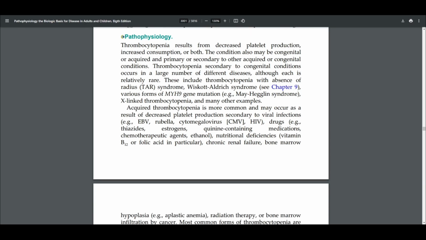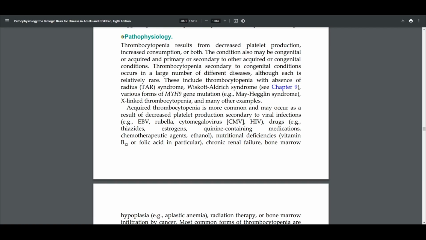So, the pathophysiology. Thrombocytopenia results from decreased platelet production, increased consumption, or both. The condition also may be congenital or acquired and primary or secondary to other acquired or congenital conditions. Thrombocytopenia secondary to congenital conditions occurs in a large number of different diseases, although each is relatively rare. These include thrombocytopenia with absent radius syndrome, Wiskott-Aldrich syndrome, various forms of the MYH9 gene mutation, the X-linked thrombocytopenias, and many other examples.